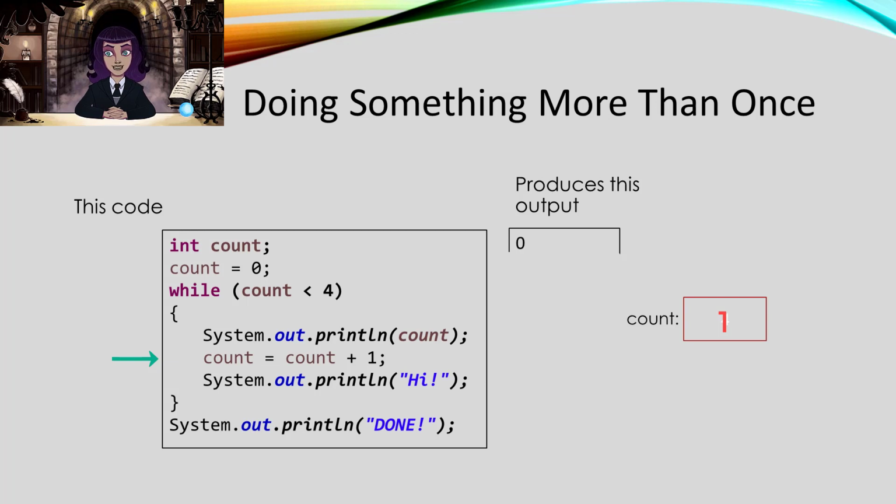Oh, now I see why we read that equal sign as gets the value. If we read it as equal signs, our minds might explode because count can never be equal to count plus 1.